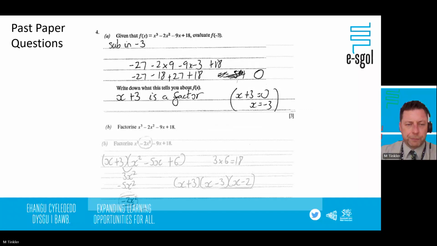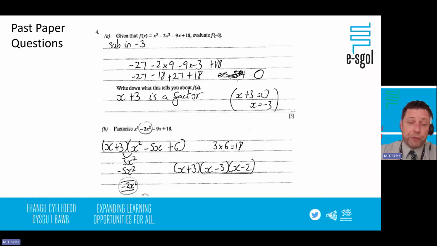Okay. Now this shows the full answer. So I've done it all in one go. So let's check where I got this from. X times x squared gives me the x cubed term. 3 times 6 gives me the 18. So it's the middle term. I've circled off the minus 2x squared to show you I'm trying to get to minus 2x squared. That's the trickier bit, doing the bit in the middle.